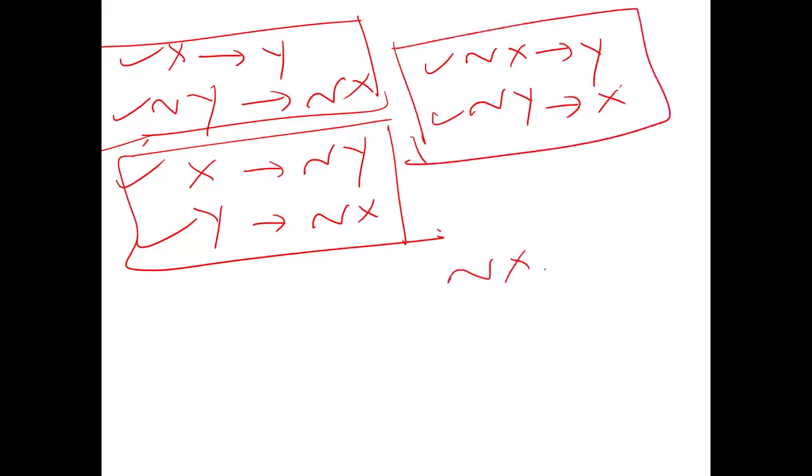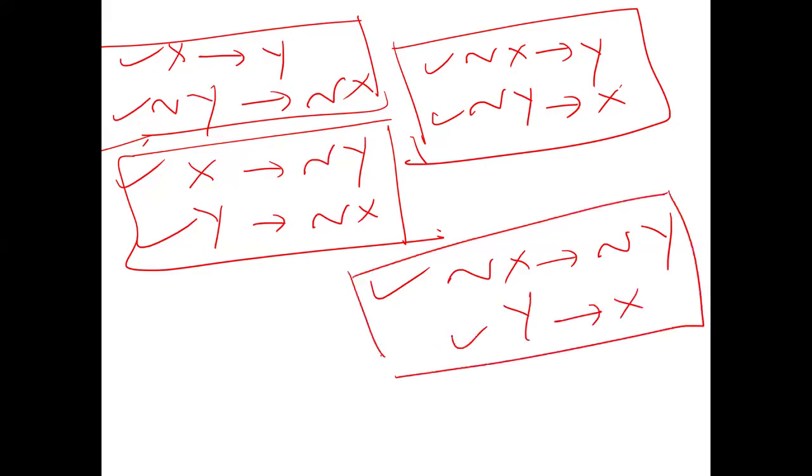Okay. If not X, then not Y. Suppose this is given to be true. What will be the contrapositive for this, which will also be true? If Y, then X. So whenever a relationship is true, its contrapositive is always true.